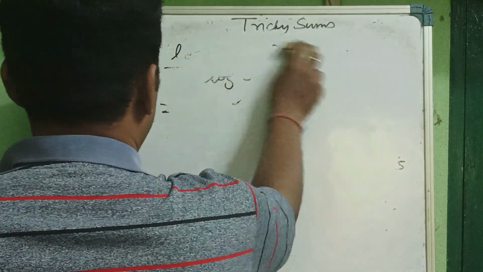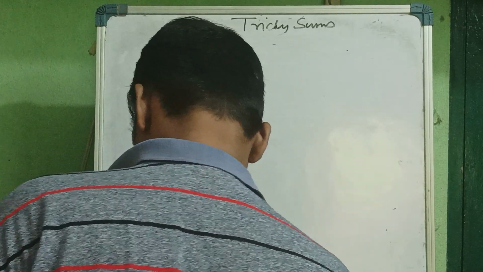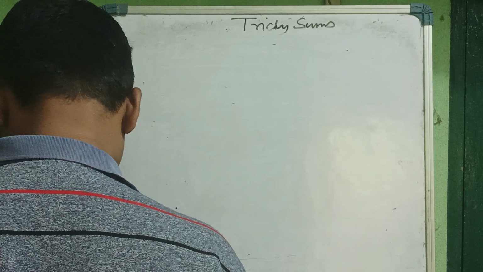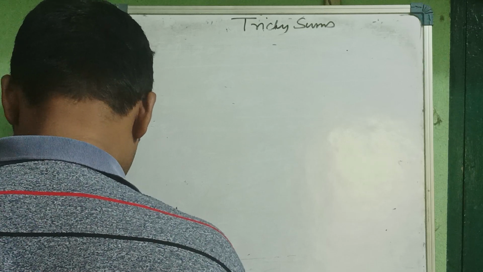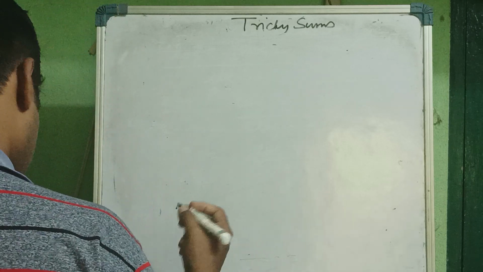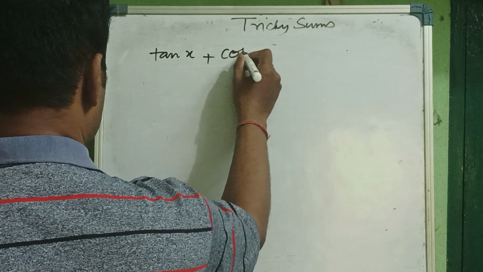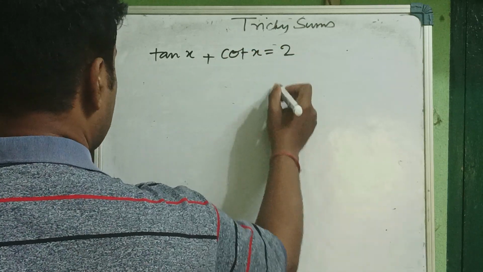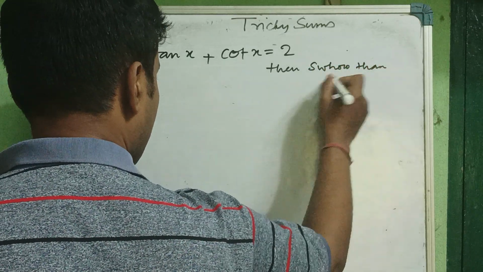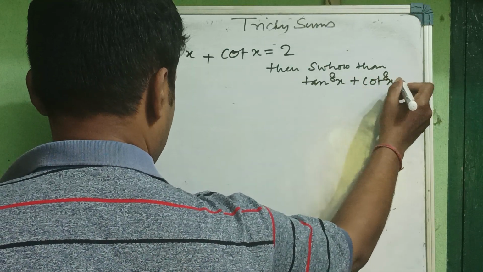You have to solve this. Next sum. If we go for our trigonometry: tan x plus cot x equals 2, then find tan⁸x plus cot⁸x.